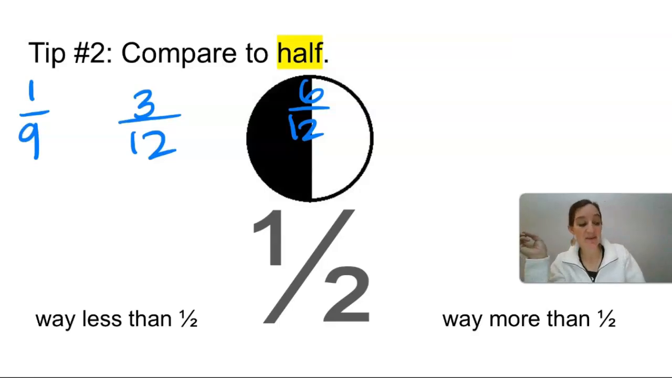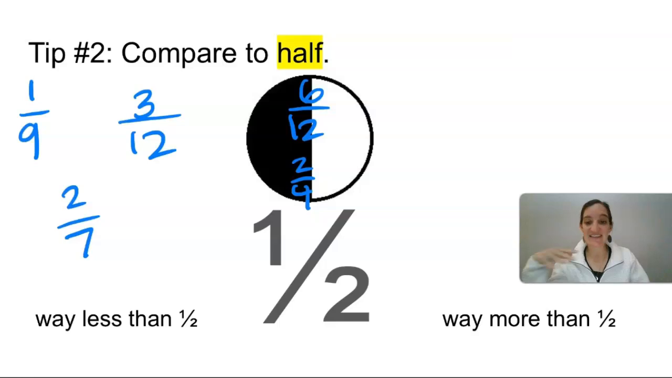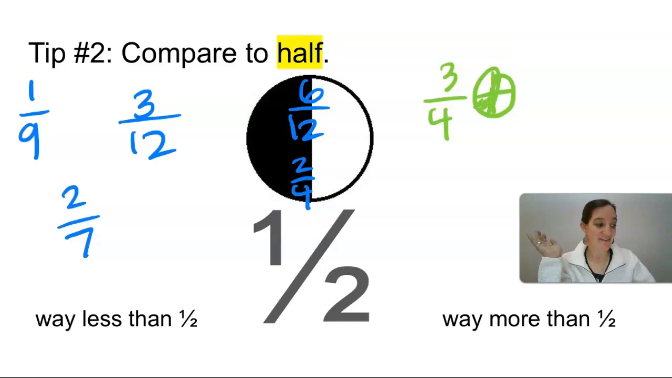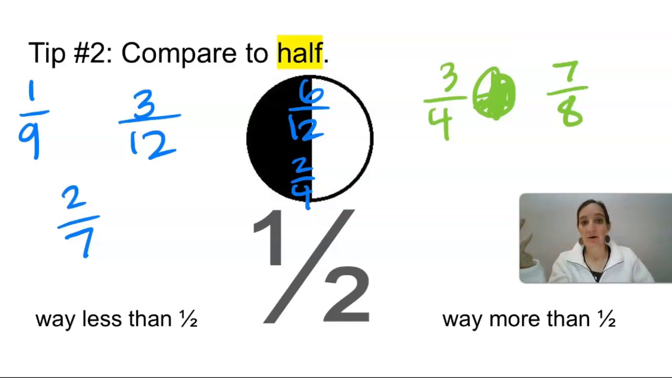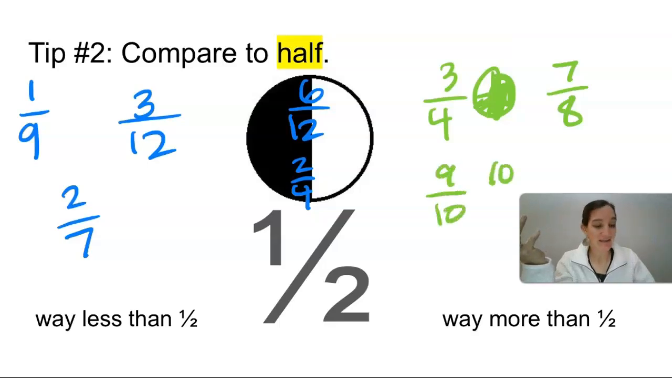So another example might be like 2/7. Again, that's way less than half because 2/4 is exactly half. And then some fractions that are way bigger than half might be like 3/4, right? 3/4 is definitely more than half because it's almost one whole. 7/8 is again almost a whole. Oh, give me another one. 9/10. Thank you. Okay. 49/50ths, I don't know, that's a terrible example.